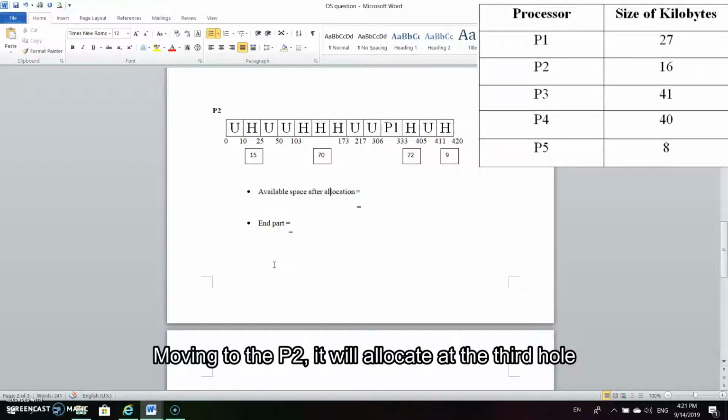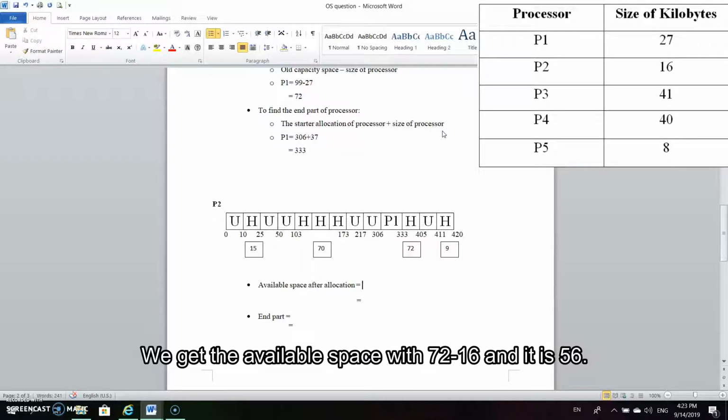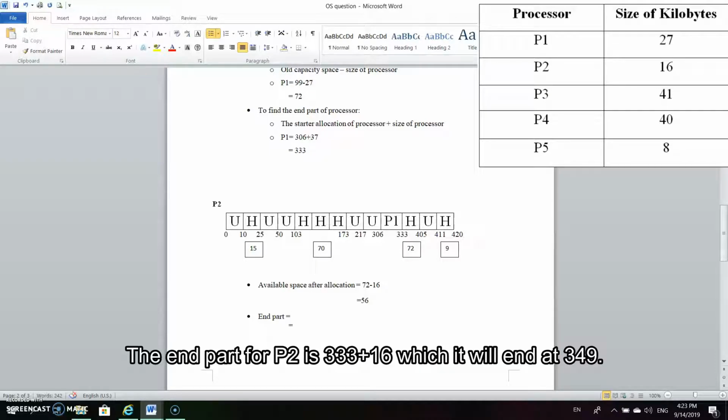Moving to P2, if we allocate at the third hole, we get the available space with 72 minus 16, and it is 56. The end part for P2 is 333 plus 16, which will end at 349.